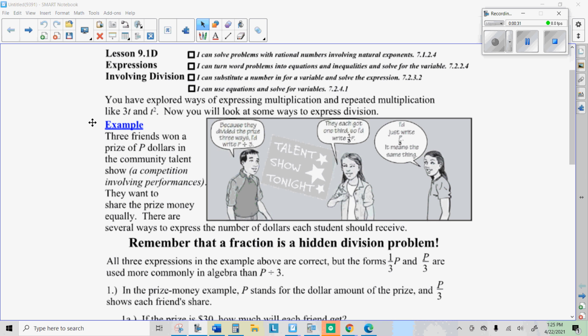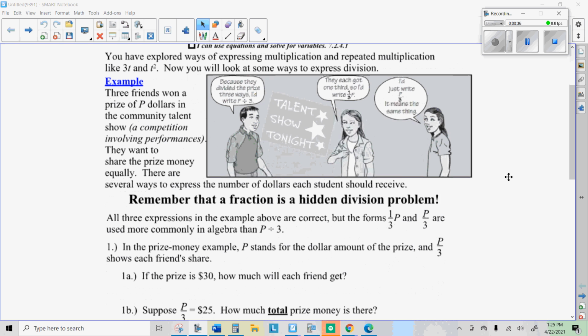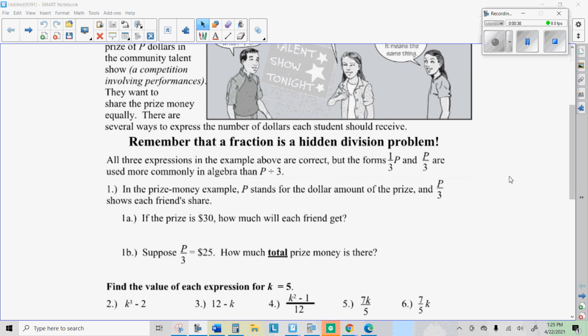You guys go ahead and look at this fraction and check out what they're thinking. All right, remember that a fraction is actually a hidden division problem. So we can use fractions to show division. And I like those a lot better than using this division sign like this.